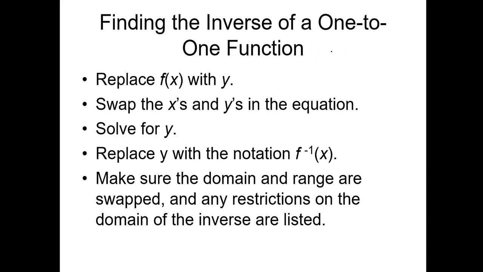Now let's say you have a function and you want to find its inverse. Take your function f of x, replace it with y. You already know it's one-to-one, so you want to find its inverse. You swap the x's and y's in the equation, solve for y, replace y with this notation. In this notation, the f is the name of the function. This little negative 1 is not an exponent, rather it means inverse. Make sure domain and range are swapped too, and any restrictions on the domain of the inverse should be listed.